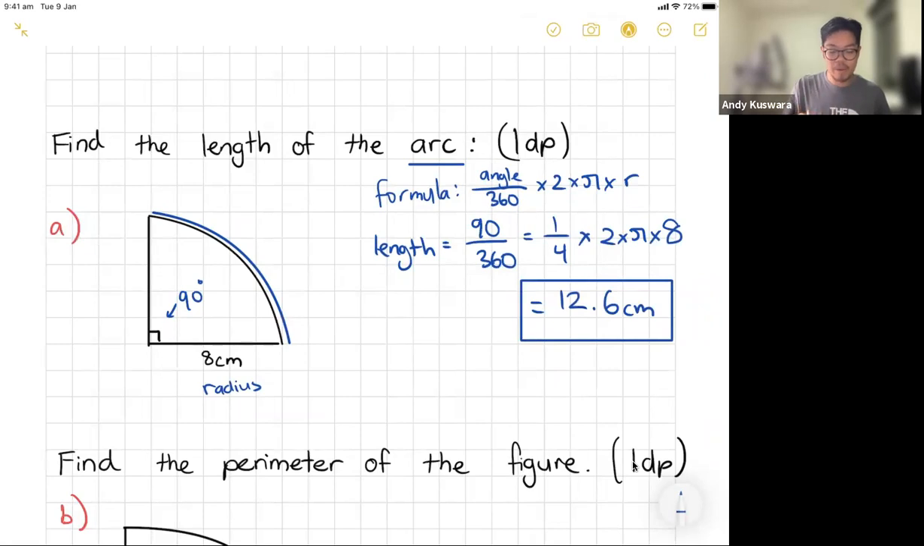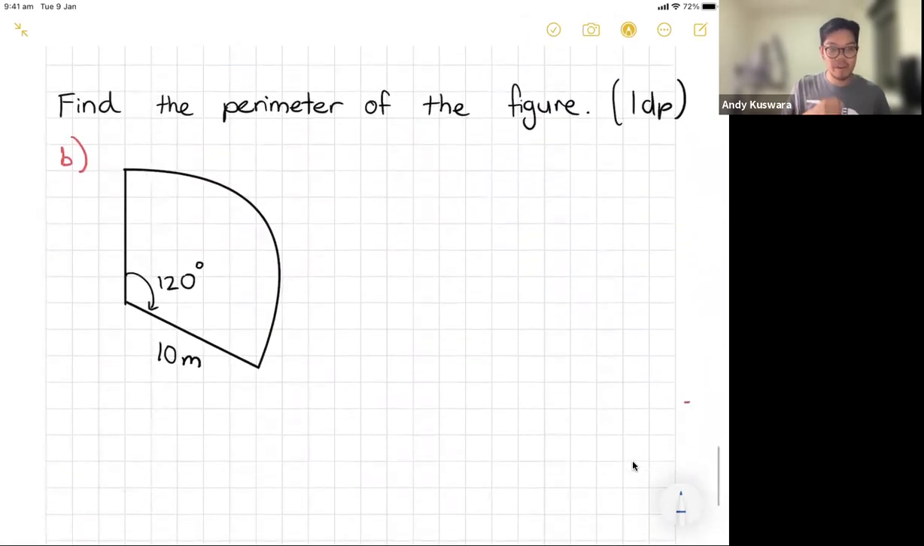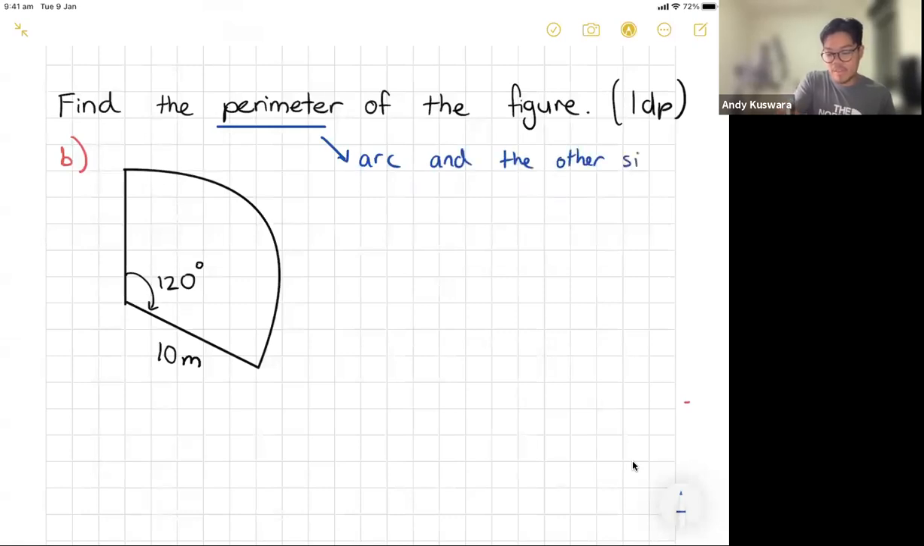Okay, now what they might ask you to do is find the perimeter. The perimeter means it's the arc and the other sides. So we're not just trying to find the arc, we're trying to find everything all together. So let's start with the arc first.